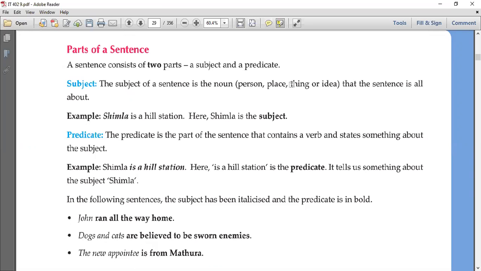Take this: Shimla is a hill station. Here we are talking about Shimla. Shimla is the subject here, and the part which is left over, which contains the verb and other things like the object, is called the predicate. Subject को छोड़कर जो बाकी part बचता है वो predicate है, right? That's, Shimla is a hill station. Shimla is the subject here, and "is a hill station" is the predicate, right?